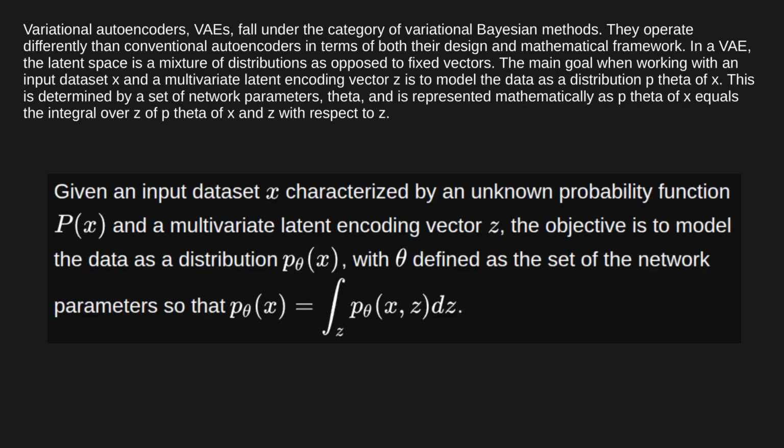Variational autoencoders, VAEs, fall under the category of variational Bayesian methods. They operate differently than conventional autoencoders in terms of both their design and mathematical framework. In a VAE, the latent space is a mixture of distributions as opposed to fixed vectors. The main goal when working with an input dataset X and a multivariate latent encoding vector Z is to model the data as a distribution p_theta(X). This is determined by a set of network parameters, theta, and is represented mathematically as p_theta(X) equals the integral over Z of p_theta(X, Z) with respect to Z.